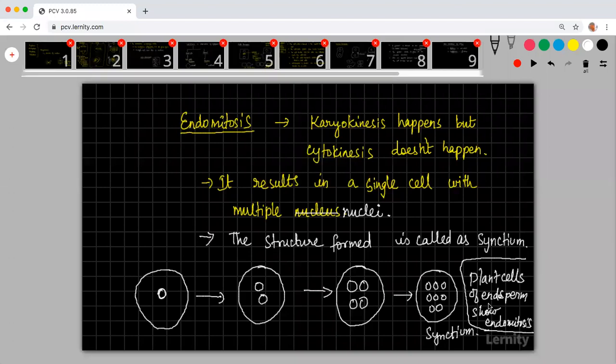This is not multiple fission. Multiple fission means many cells have to be formed. Syncytium will not result in multiple fission. It will just be a cell which will have multiple nucleus. That's all.